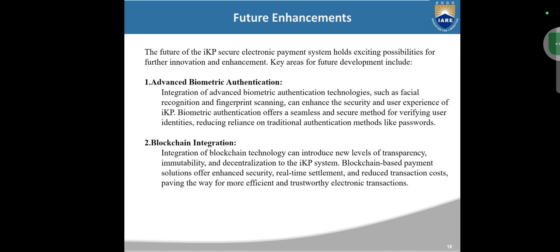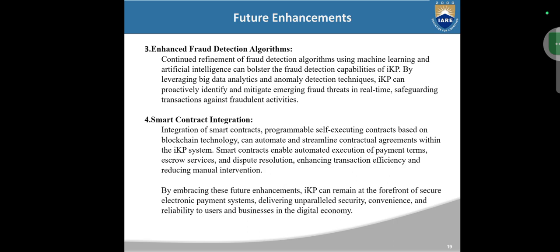Integration of blockchain technology can introduce new levels of transparency, immutability, and decentralization to the iKP system. Enhanced fraud detection algorithms. Continued refinement of fraud detection algorithms using machine learning and artificial intelligence can boost the fraud detection capabilities of iKP. By leveraging big data analytics and anomaly detection techniques, iKP can proactively identify and mitigate emerging fraud threats in real time, safeguarding transactions against fraudulent activities.